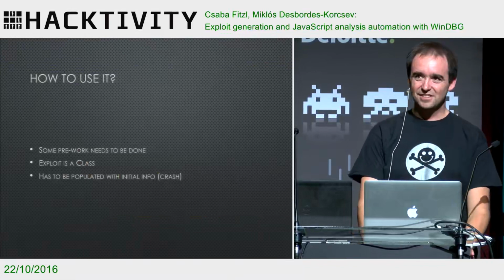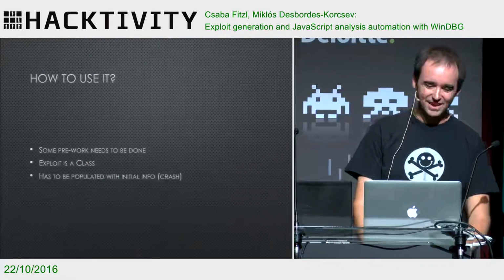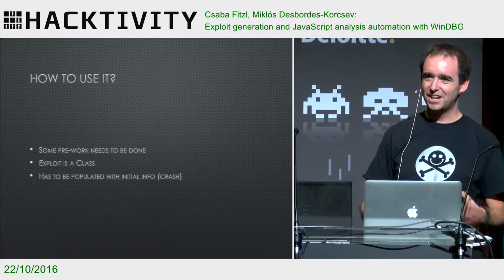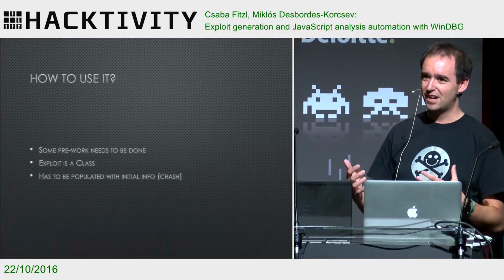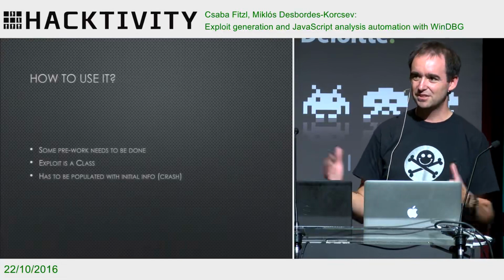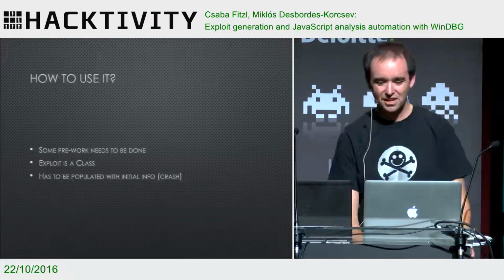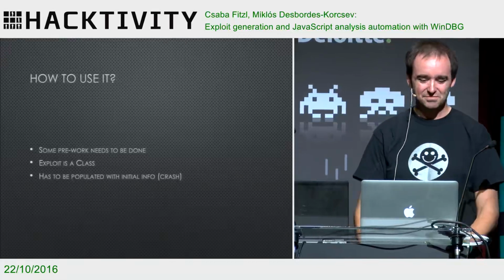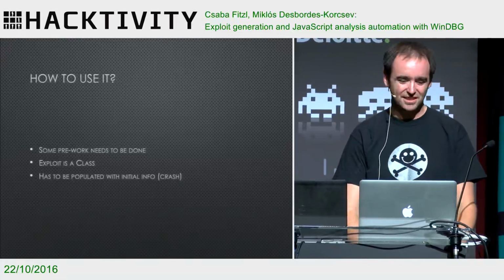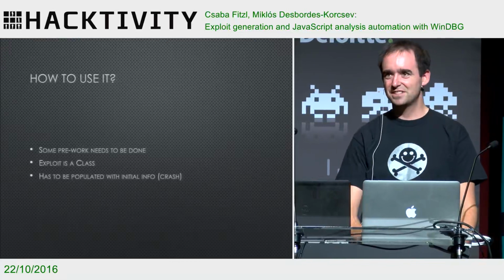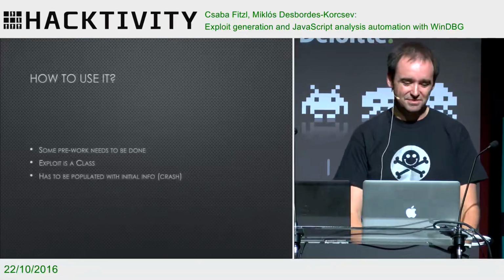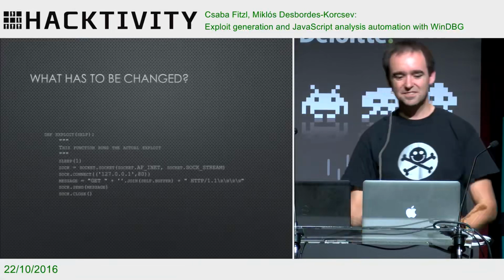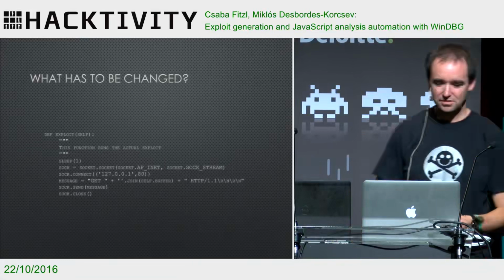How to use it? Now, there is some pre-work that has to happen because we need to dynamically build the exploit. So I actually need to dynamically build the buffer sent to the application, and for that, I need to interact with it. And I just chose to make the exploit as a class. Basically, you have to populate that class with some initial info, and that's mainly the exploit function.